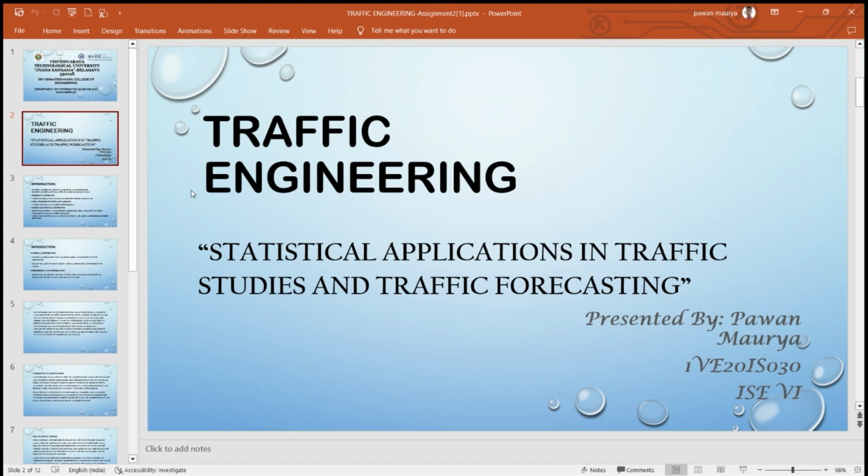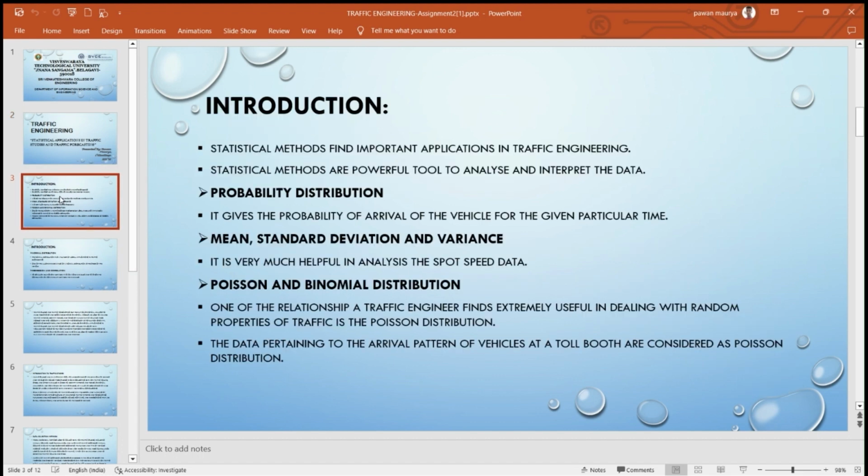Let's move towards the introduction of the statistical application in traffic studies and traffic forecasting. Statistical methods find important application in traffic engineering. Statistical methods are a powerful tool to analyze and interpret data. Probability distribution gives the probability of arrival of vehicles for a given particular time. Mean, standard deviation, and variations are very helpful in analyzing spot speed data.